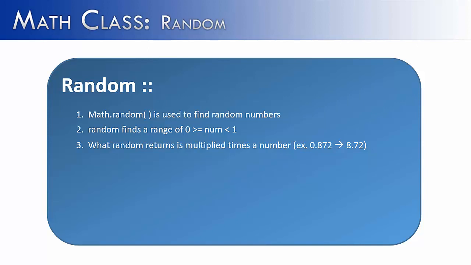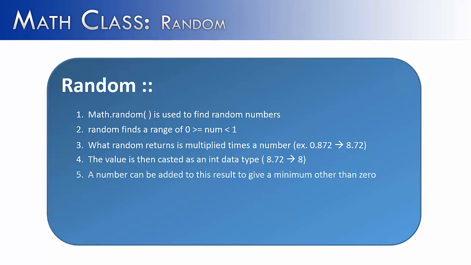And then we want to get rid of that decimal, and we do that through typecasting. So we typecast it as an integer, and that gets rid of, in this case, the 0.72, and we would just have 8. Now, if we were to stop there, we could only have values between 0 and some upper bound. Well, what happens when we want to have a minimum? It's simple to do. All we have to do is add a value at the end, and that is going to be our new minimum instead of 0.